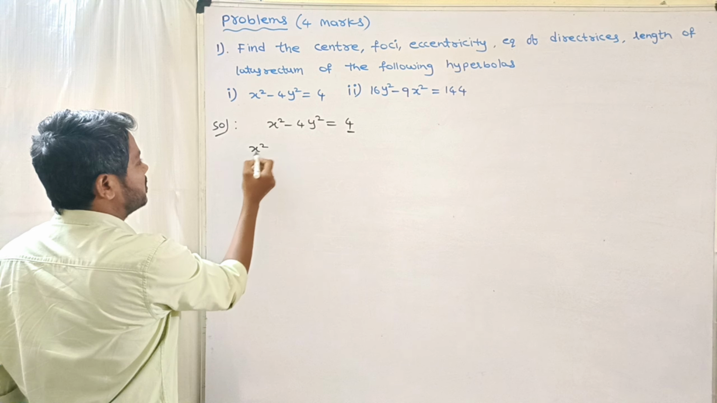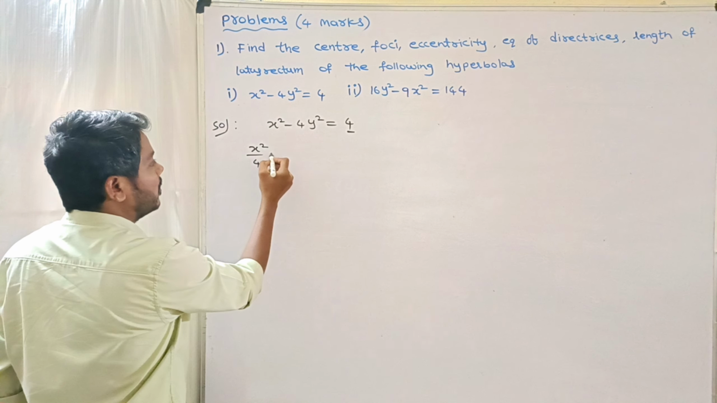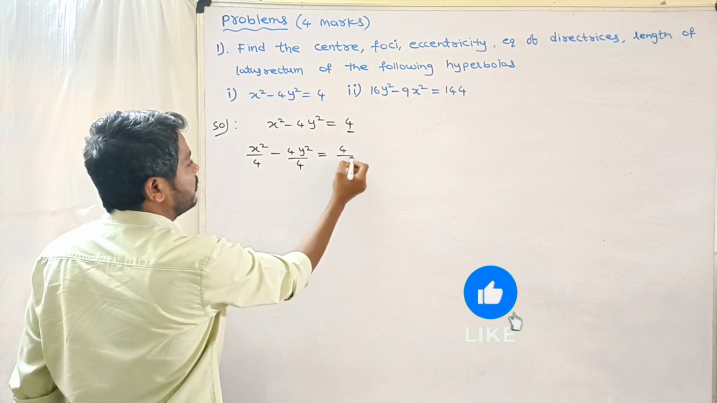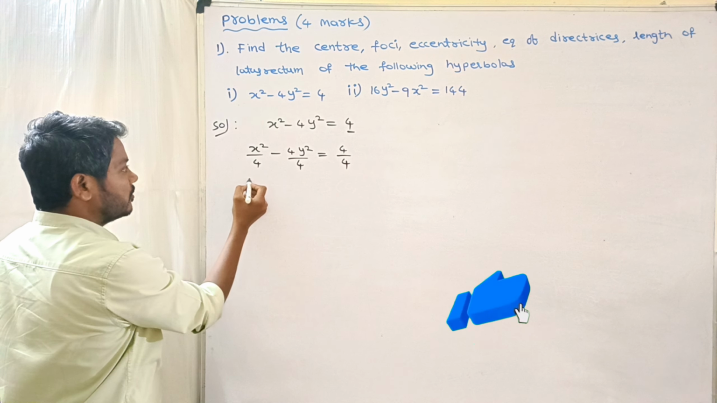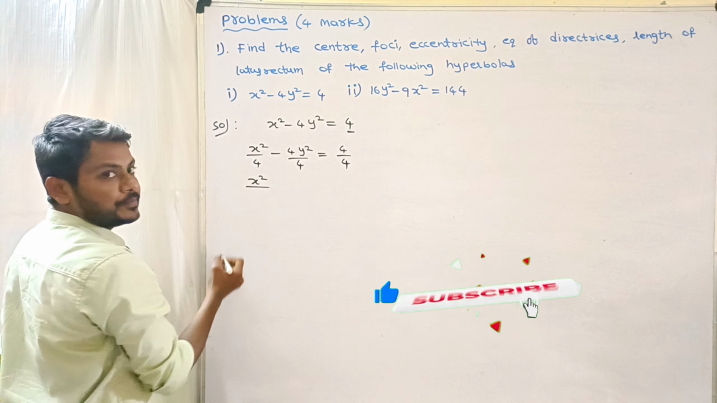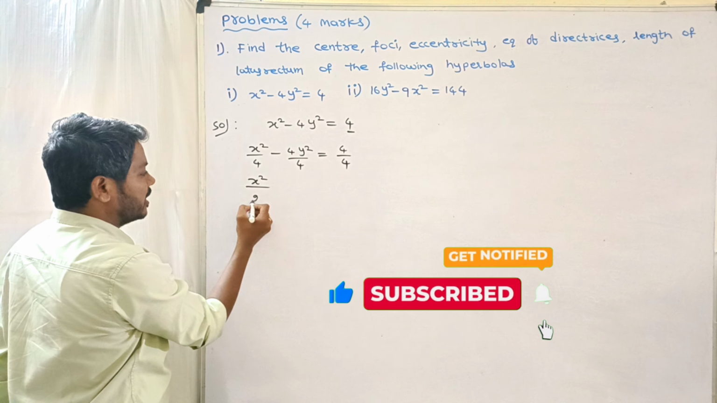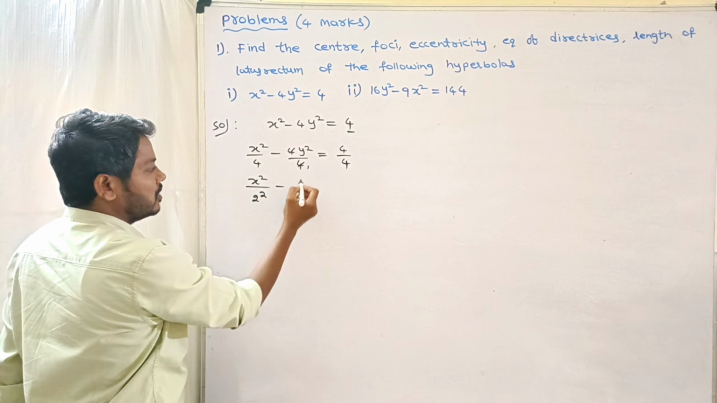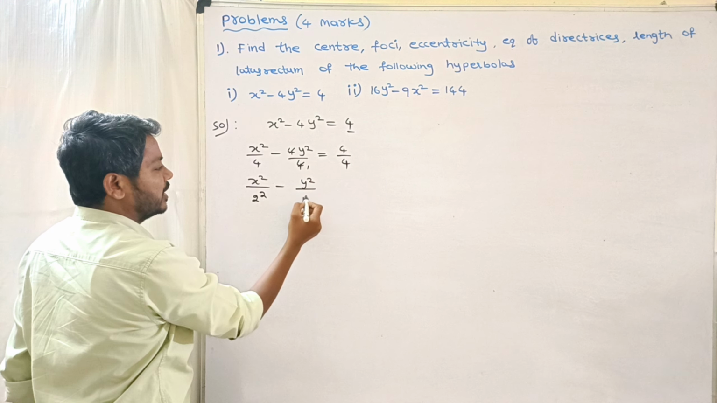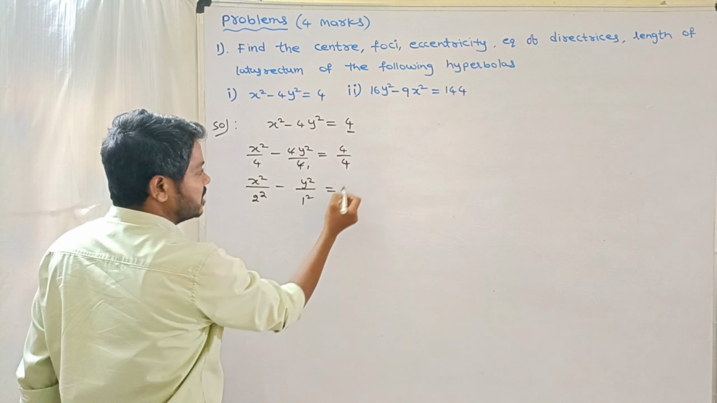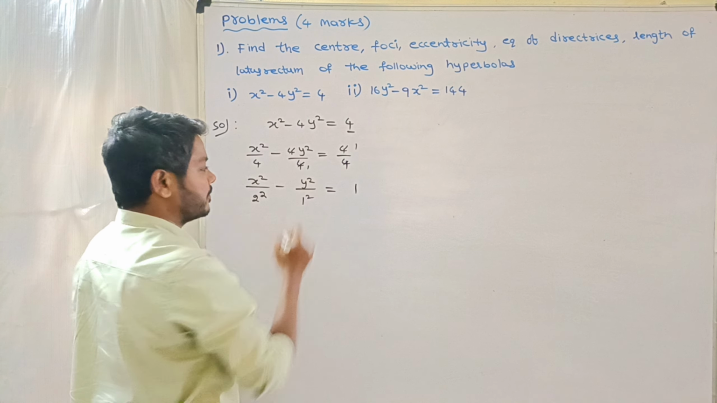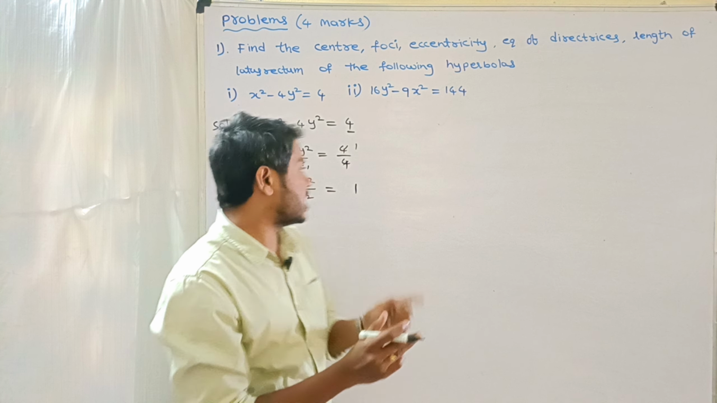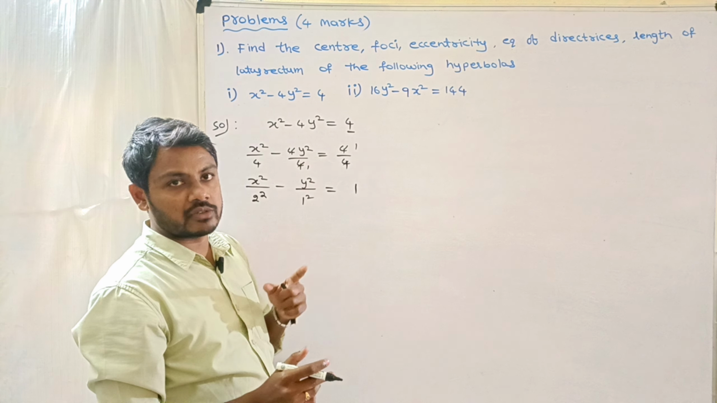That is x square by 4 minus 4y square by 4, which is equal to 4 by 4. Now x square by 4 can be written as x square by 2 square, minus, 4 gets cancelled, y square by 1 can be written as y square by 1 square, which is equal to 1, 4 cancel 1. Clearly this is of the form x square by a square minus y square by b square equals 1.